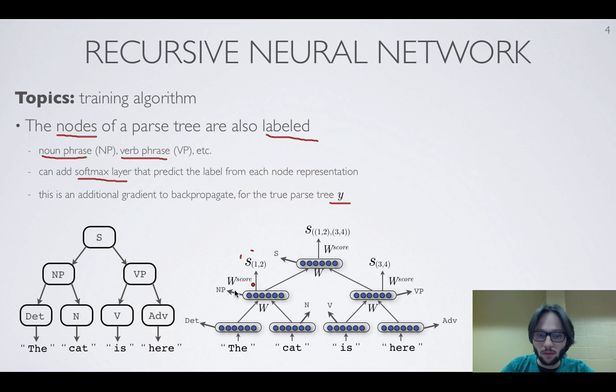And so then we check what's the negative log likelihood at every internal node, and this would give us a gradient for those output layers, which would be backpropagated through the whole network. Similarly, as we backpropagate the gradient with respect to the score of the trees.